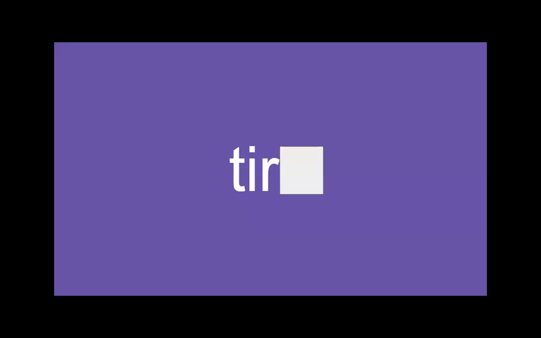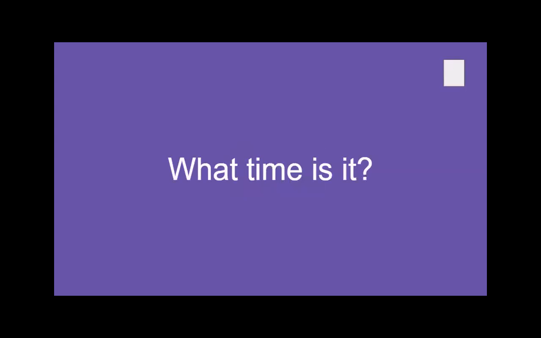T-I-R-E. Tire. Very good. So then I might show them, and what if there was no E at the end of tire? What would that word say? Tur. Tur. Okay, so sometimes we incorporate nonsense words just so that we can make sure that students are identifying that phoneme level sound and the combination of sounds in a word.